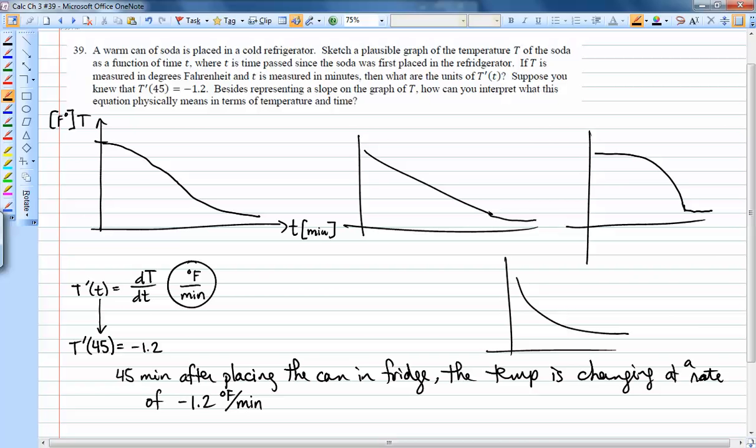Since it's negative, that actually means it's cooling off. If it was positive, then it'd be getting hotter, which wouldn't make sense in a fridge, probably, unless you threw something way cold into the fridge.